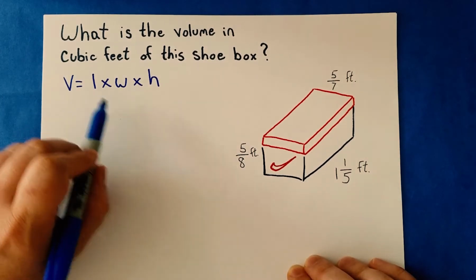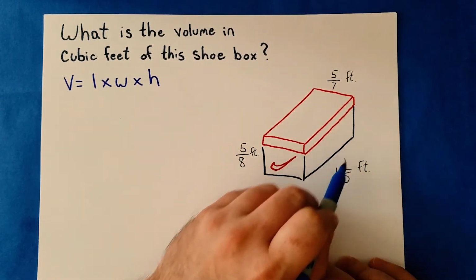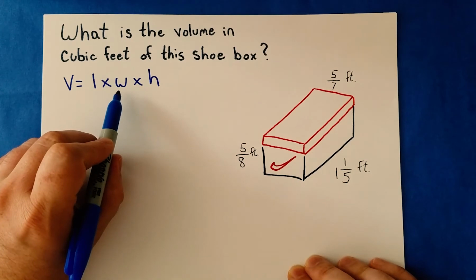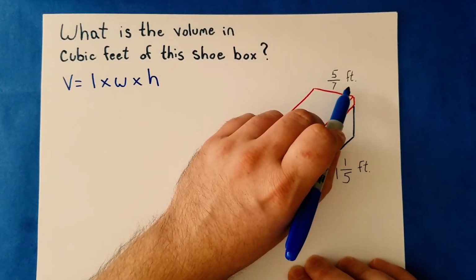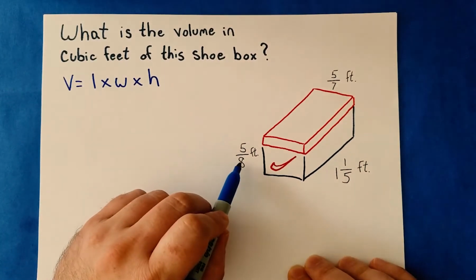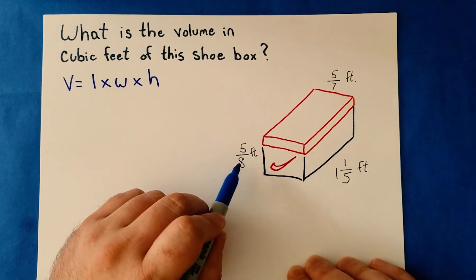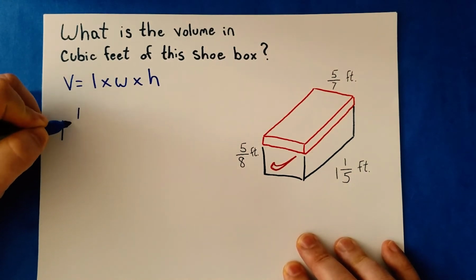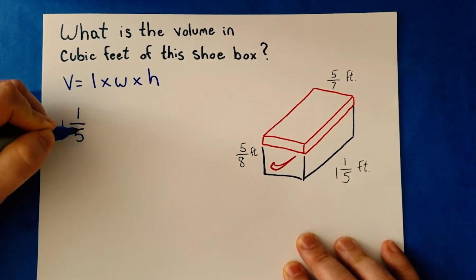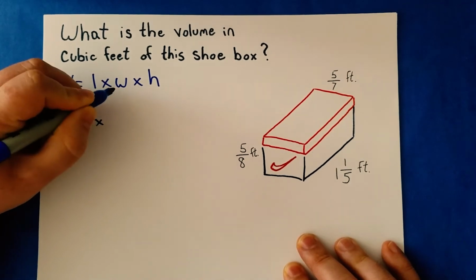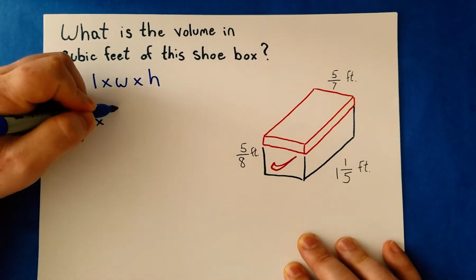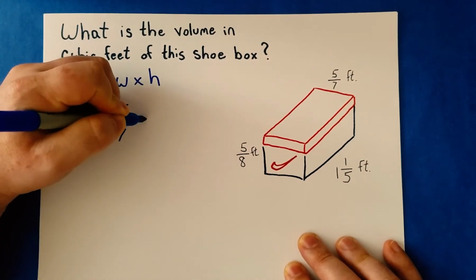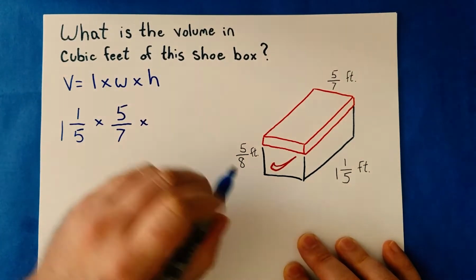Am I given the length? Yes, I am. The length is 1 1/5 feet. Am I given the width? The width is going to be 5/7 feet. And my height, 5/8 feet. So let's plug that into my formula. My length is 1 1/5, and I'm going to multiply that by my width, which is 5/7. And I'm going to multiply that by the height, which is 5/8.